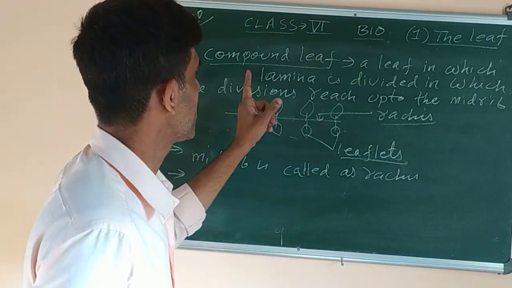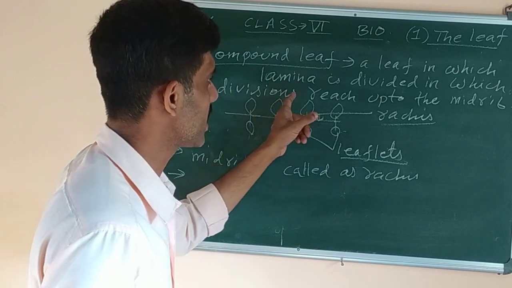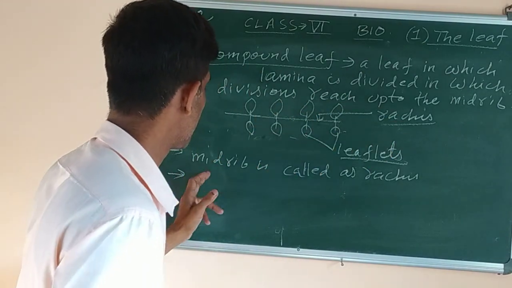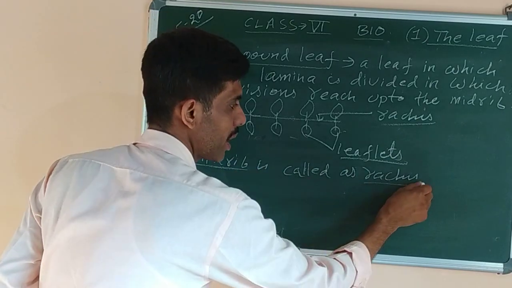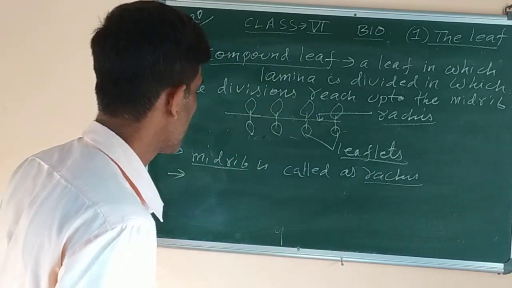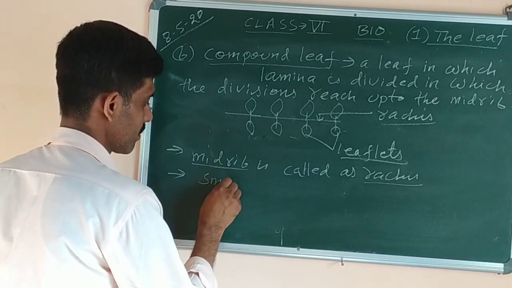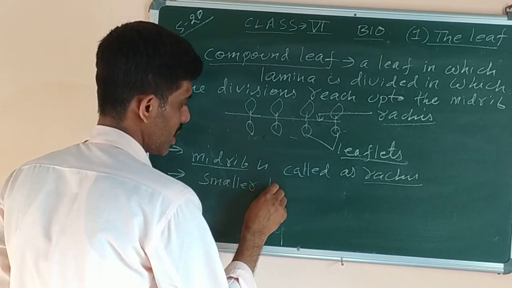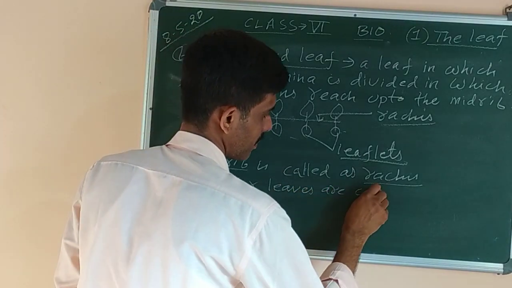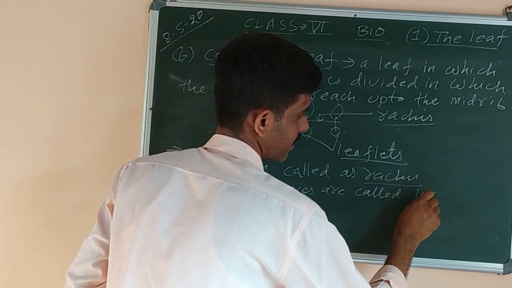So a leaf in which the lamina is divided, in which the divisions reach up to the midrib, is called a compound leaf. In a compound leaf, the midrib is known by another name, rachis, and the smaller leaves are called leaflets.